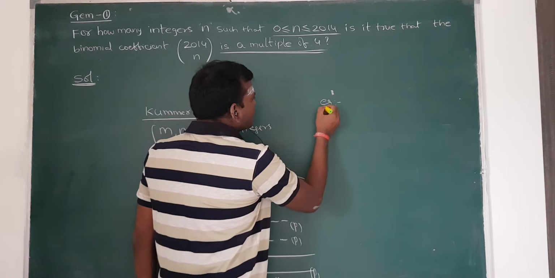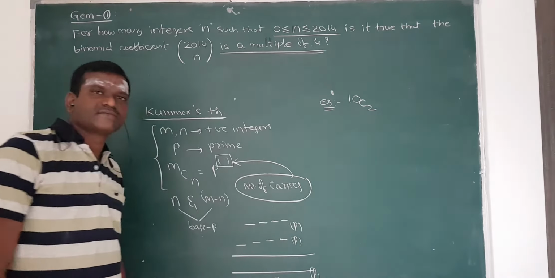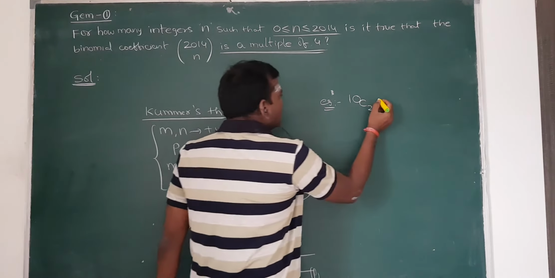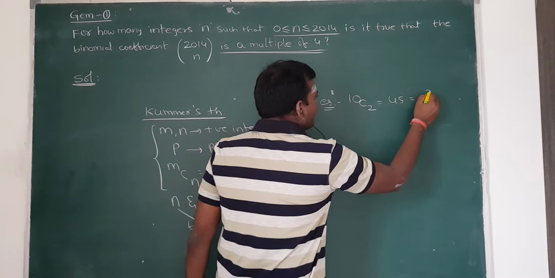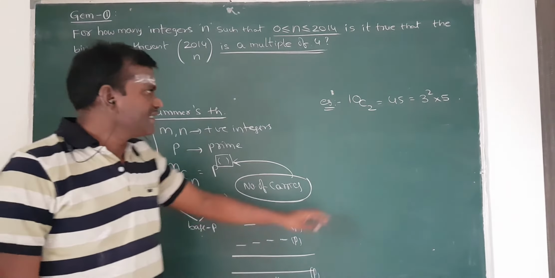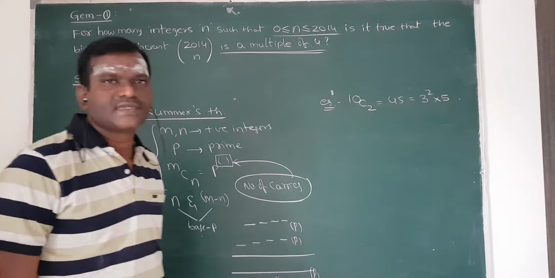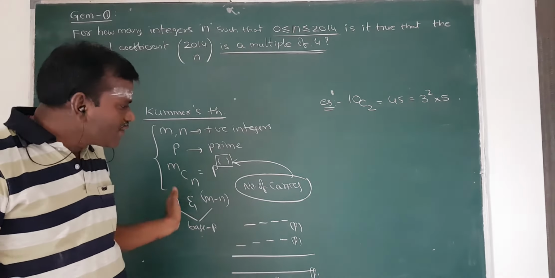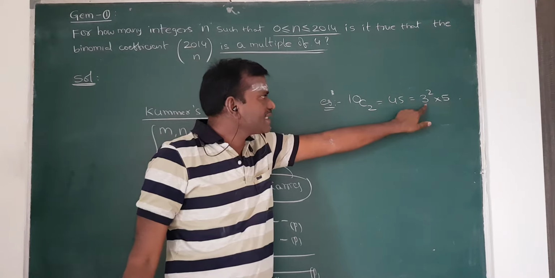Suppose 10C2, a simple example I am taking. What is the 10C2 value? 10C2 value is 45. 45 means its prime factorization is 3 square into 5. What is the 3 power here? 3 is a prime number and this 3 has a power 2. So by using Kummer's theorem, I will see the power of prime number 3.